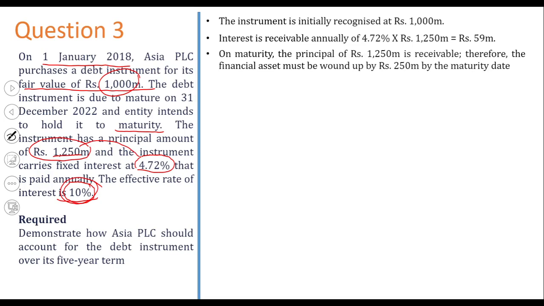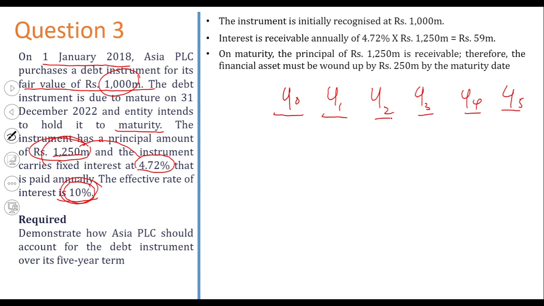On maturity, how much are you getting? Is it 1,000 or 1,250? 1,250. Why? Because this is the principal amount, right? Therefore, the financial asset at maturity gives you 250 extra. Now you can see how much return you are getting. How long is this asset? 2018, 19, 20, 21, 22, five years. Year 1, year 2, year 3, year 4 and year 5, right? Those are the cash flows, the tenor of the asset.